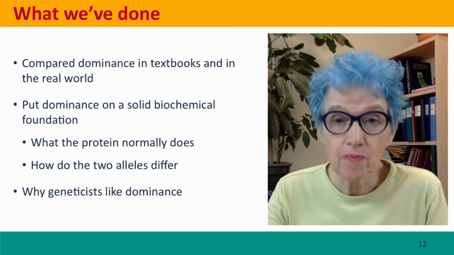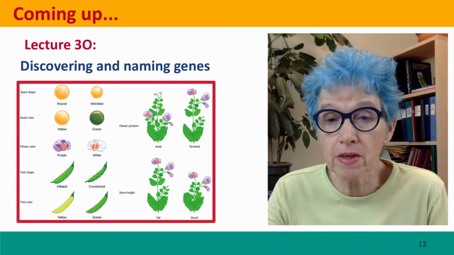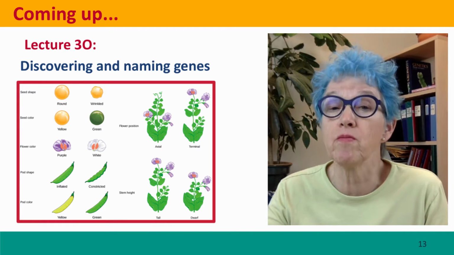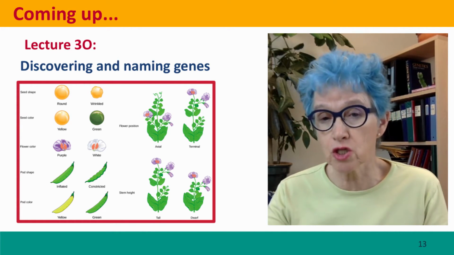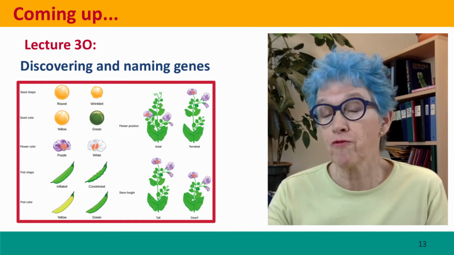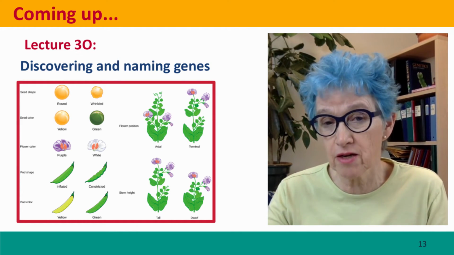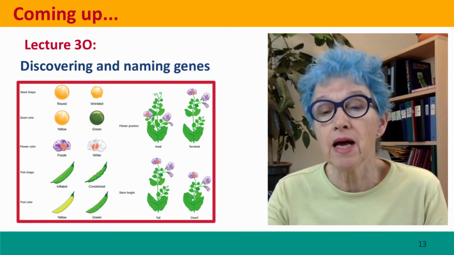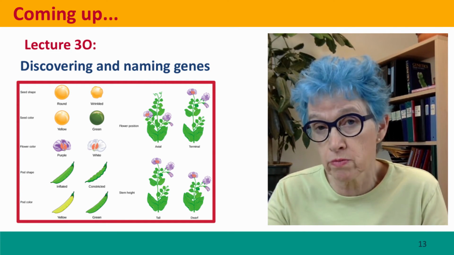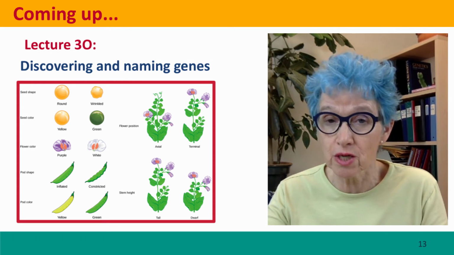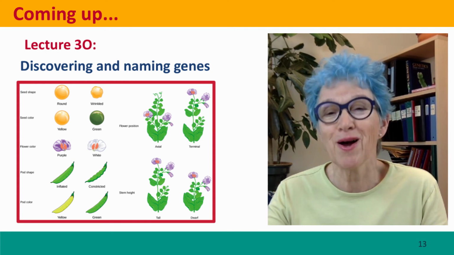Coming up next is a bit of a housekeeping lecture. It's the last lecture of Module 3. We'll talk about how geneticists discover and name genes. For you, the most important part is understanding how you can assign names to the genes and alleles that you encounter in genetics problems in ways that will make it easier to understand what's going on. I hope to see you there.